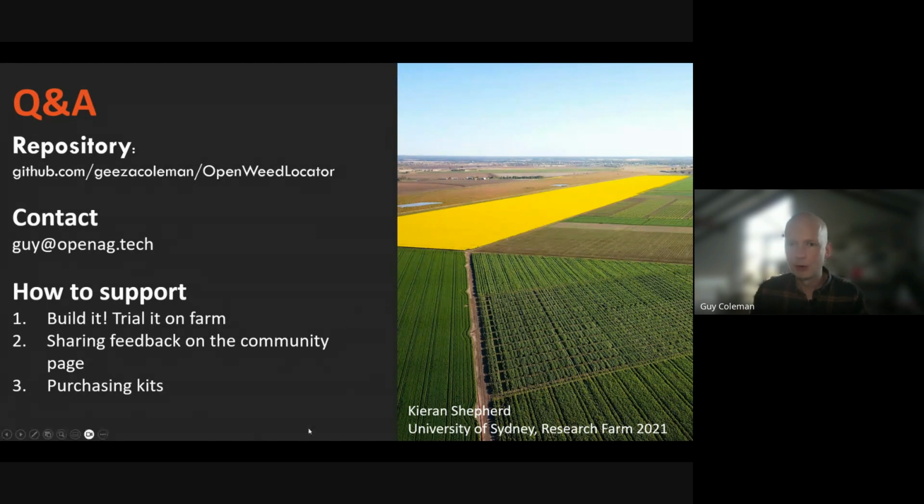And I guess how to support the project. The best way to support this is through building one and then telling me what's wrong with it or what could be done better. Trialing it on your farm, always happy to support that. So if you want to send me an email and organize a time to chat about how it might fit in your farm, or just to get some more use cases out there and people trying to break it pretty much. The more times it's broken, hopefully the less likely it might break in the future.